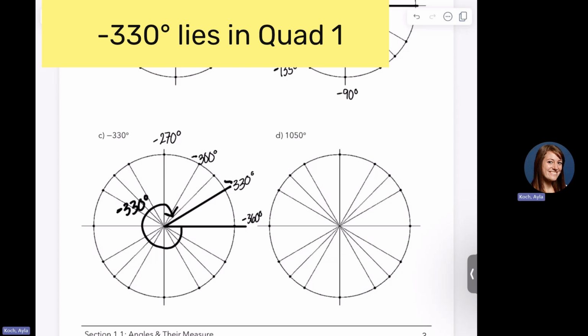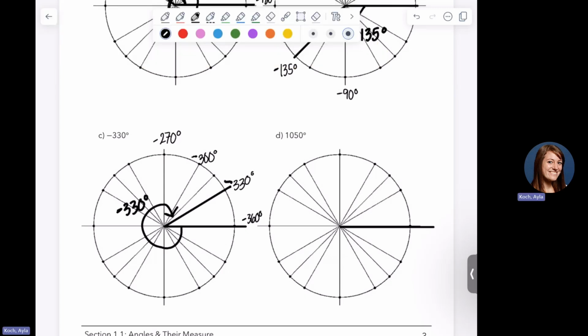But it could get bigger. What if we had 1050 degrees? Well, let's see. We know that we would need to go around at least once. So 360 degrees. If you add in another 360 degrees, that takes you to 720 degrees. Here, this is 720. So we know we need to do at least 2 revolutions in the positive direction. Here's 1. Here's 2. Now we've gone 720 degrees.